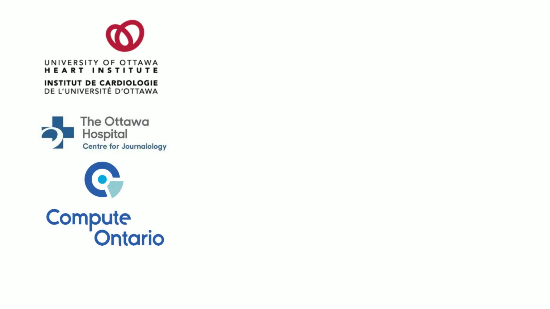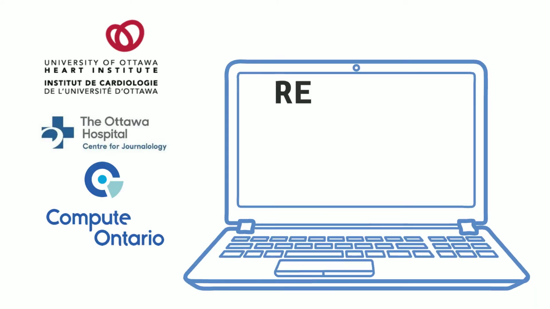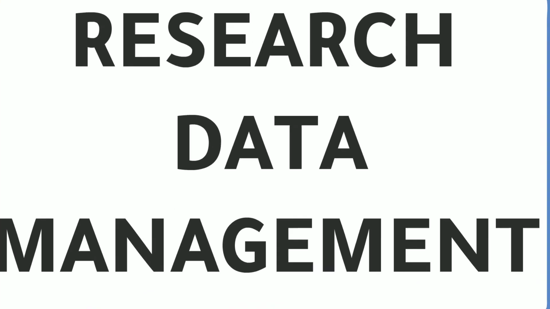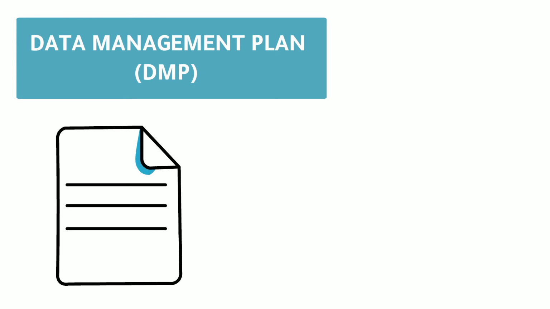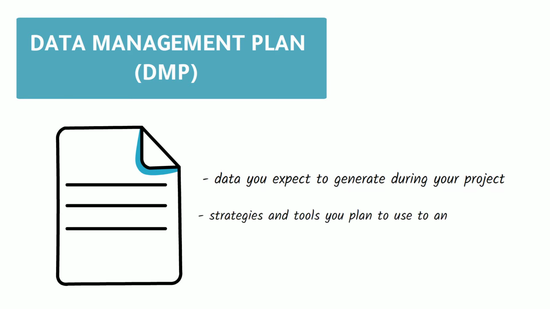Research data management involves the active organization and maintenance of data created during a research project. A data management plan, or DMP, is a written document that is used to organize your research. It describes the data you expect to generate during your research project, and it describes the strategies and tools you plan to use to analyze, store, and share your data.